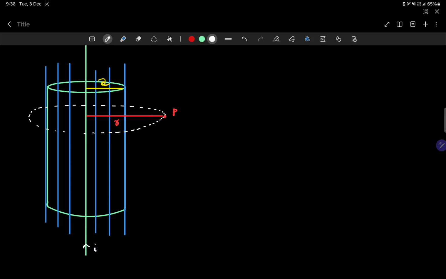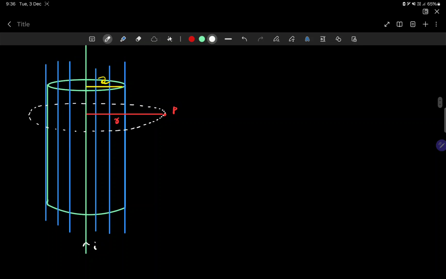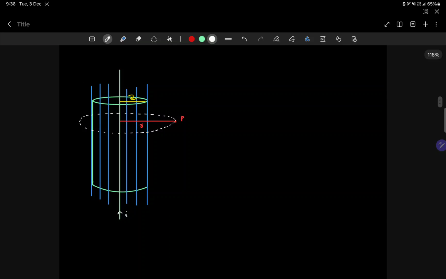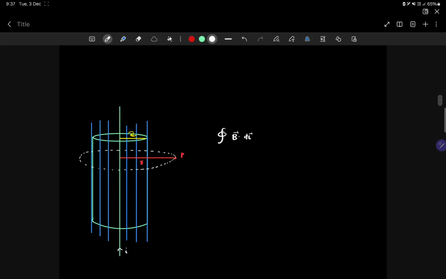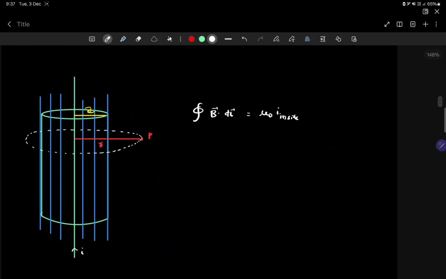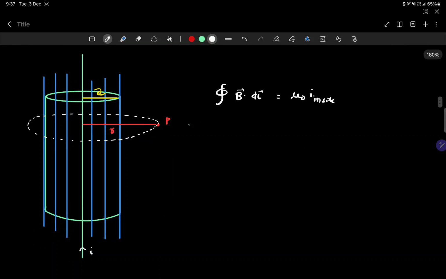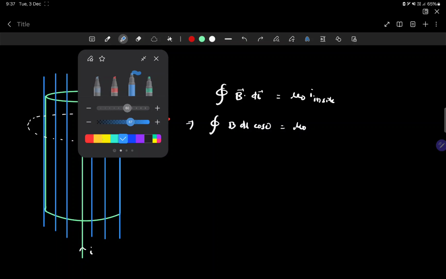So this is that Amperian loop. As per Ampere's second law, if we apply it to calculate the magnetic field at P, the expression is closed integral B vector dot dl vector equals mu naught into I inside. If we solve, it will be B dl cos 0, that is mu naught. What is the amount of current available inside the Amperian loop?